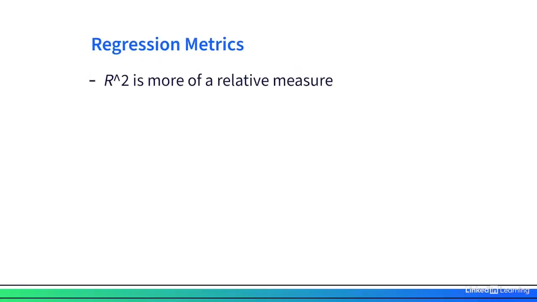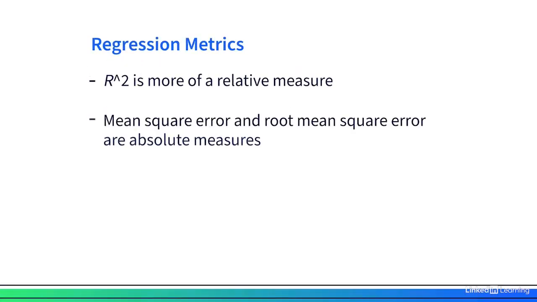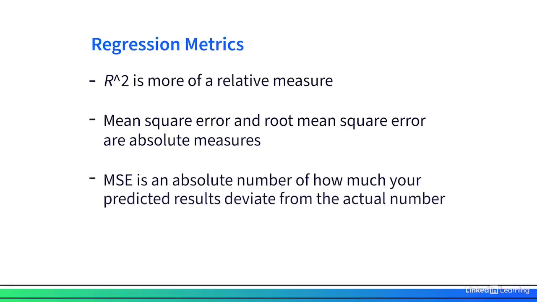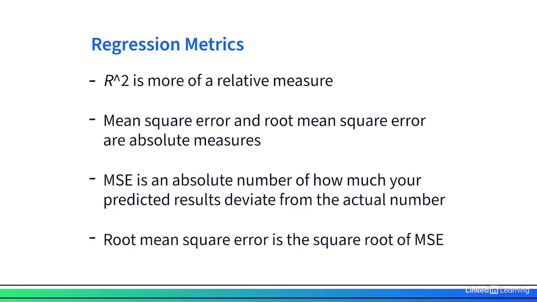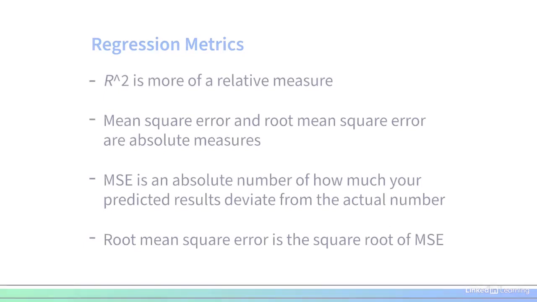R squared is more of a relative measure, while mean square error and root mean square error are absolute measures. Mean square error, or MSE, is an absolute number of how much your predicted results deviate from the actual number. Root mean square error, or RMSE, is the square root of MSE, making it easier to interpret.